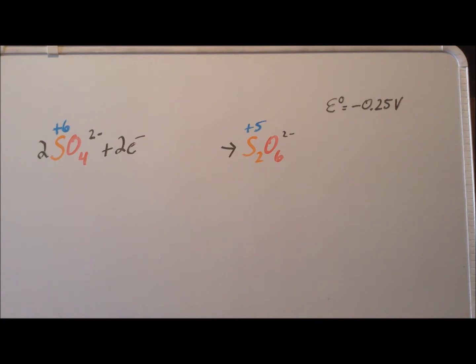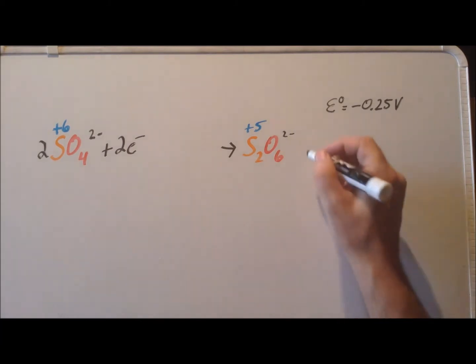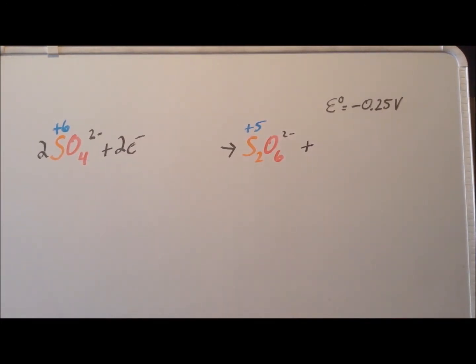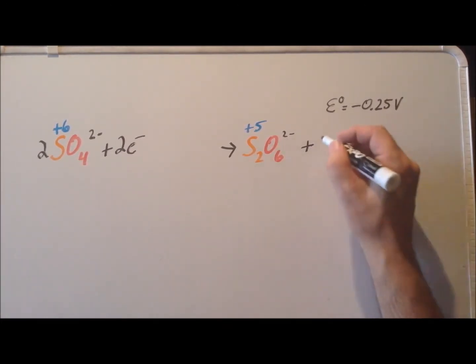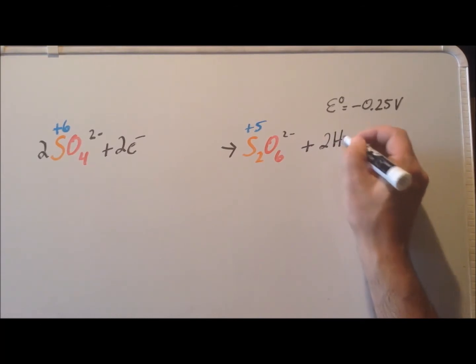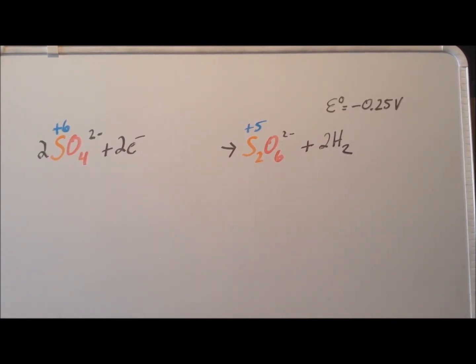We notice that we go from 8 oxygens on the left-hand side to 6 oxygens on the right-hand side. So we need to put 2 more oxygen atoms on the right-hand side. And the way that we do this is we presume that the additional oxygen came from water. So to get 2 additional oxygen atoms, we need 2 molecules of water, which we'll write as 2H2O.